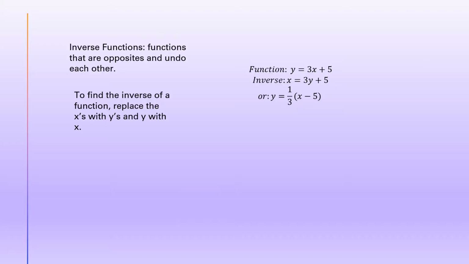Inverse functions are functions that are opposites and undo each other. So to find the inverse of a function, you replace the x's with y's and y's with x's. So if you look at the function y equals 3x plus 5, the inverse of that would be x equals 3y plus 5, because the y becomes an x and 3x becomes 3y. You replace the x's with y's and y's with x's. And when you rearrange that in terms of y, you get y equals 1/3 x minus 5/3.